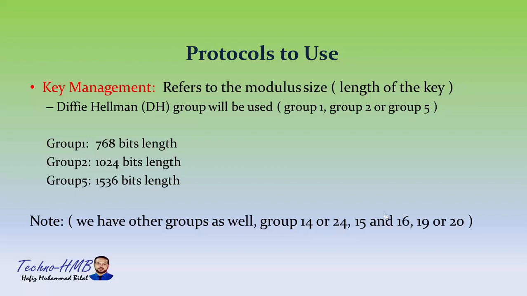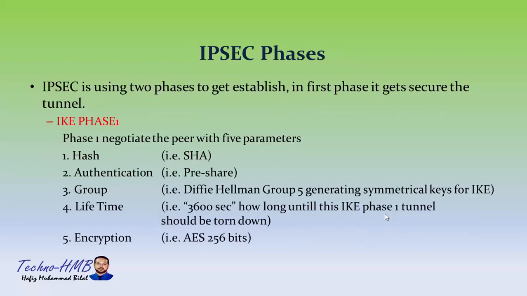As I have mentioned before, IPSEC has phases. IPSEC uses two phases to establish. In the first step, it secures the tunnel. In IKE phase 1, the peers negotiate 5 parameters. Number 1, hash. As I have mentioned, in hashing we will use SHA. The next one is authentication. In authentication we are using pre-share key. The next one is group number. So Diffie-Hellman group number 5, which is generating symmetrical keys for IKE.